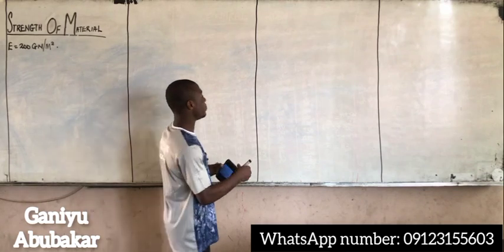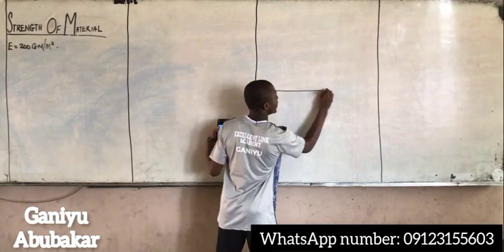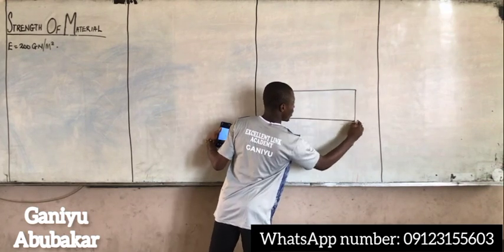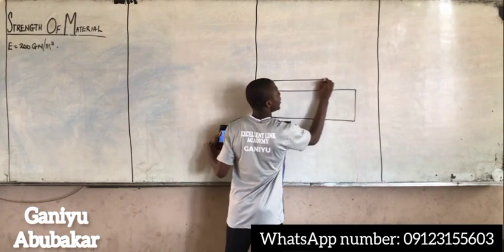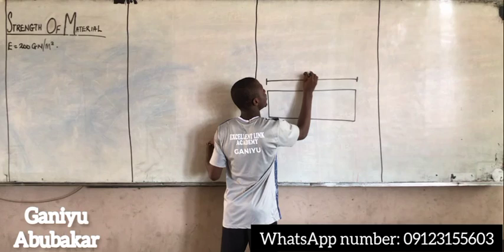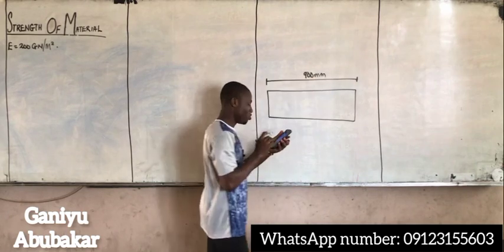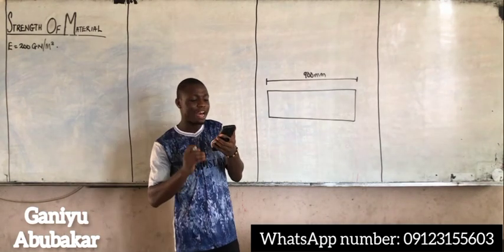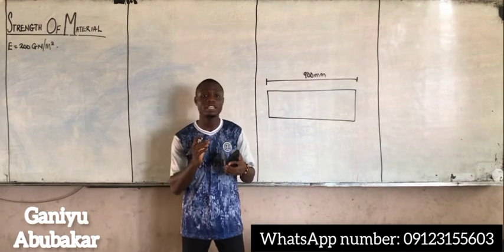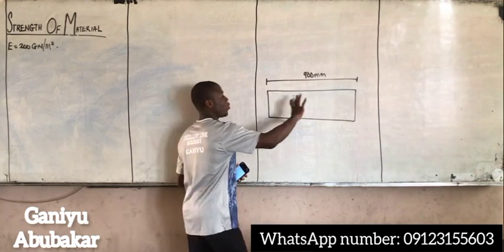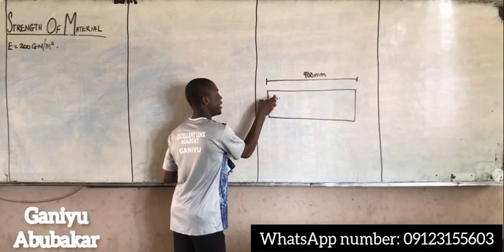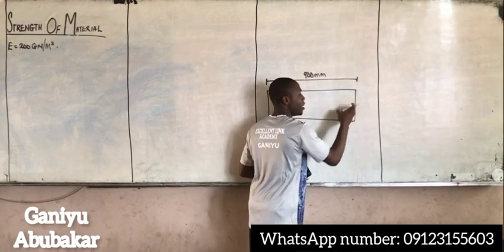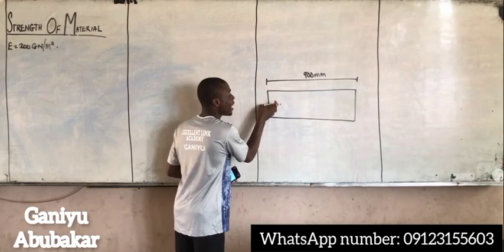Let's say for instance, this is the bar. I'm told that the entire length of this bar is 900 millimeter. Its two ends are 40 millimeter and 30 millimeter in diameter. Now listen, this is the first end and second end, right? I'm told that this end here is 40 millimeter and this is 30 millimeter.